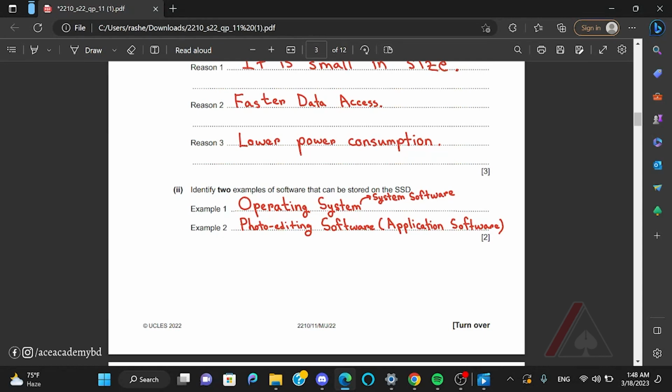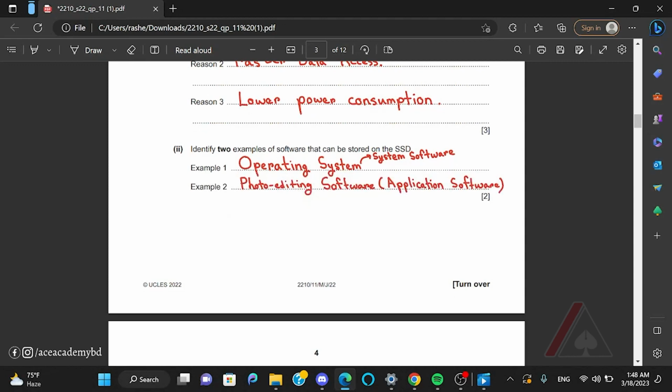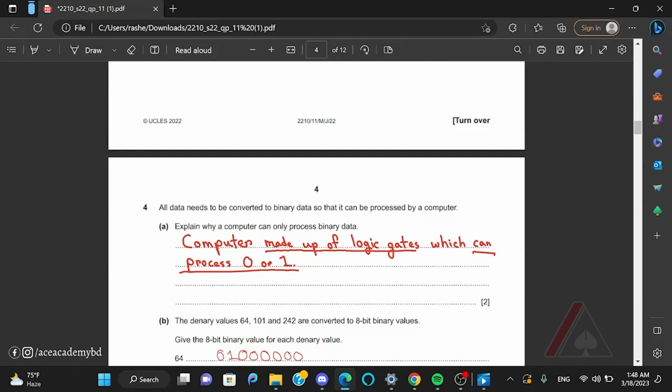One could be the operating system, which is system software, and another one could be any other application software, like photo editing software, gaming software or GPS software. Now 4: all data needs to be converted to binary data so that it can be processed by a computer. A. Explain why a computer can only process binary data.